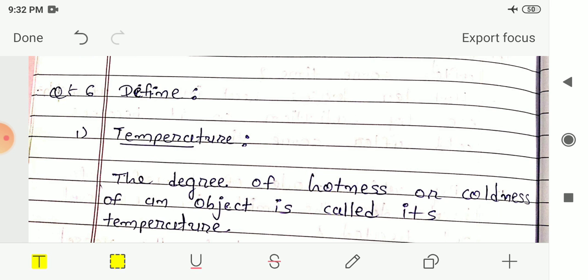Then we had seen one construction in the clinical thermometer. So in the clinical thermometer there is a kink, or you can say constriction, near the bulb of mercury. And this kink or constriction prevents the mercury level from falling down on its own.